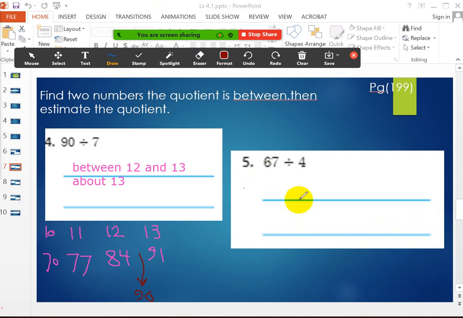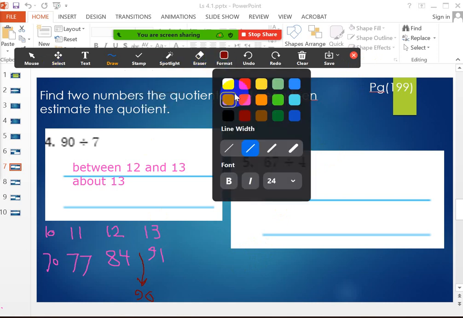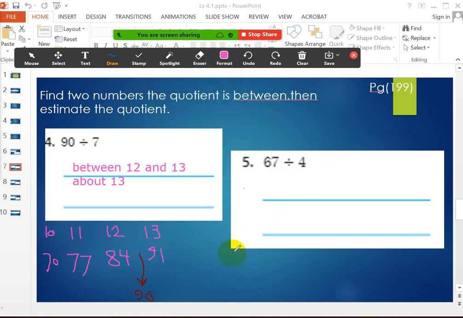So now let's do number 5. So we have to repeat the same steps. Now 67 divided by 4. Also I will choose multiples. Maybe I will start from 10. You can start from 10, but I will start from 15. I will choose 15 from the counting numbers.